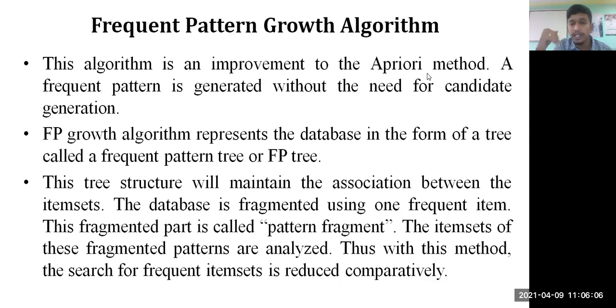As you already studied in previous years about data structures, there you have seen binary trees and other trees, where you traverse your tree from bottom to top and top to bottom. Similarly, we use a trie data structure here for the generation of the FP tree. The database is fragmented using one frequent item, and it will calculate the support value. And for this algorithm also, we will be using support and confidence measures.